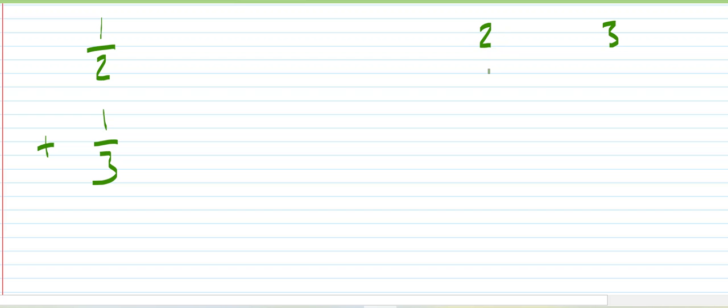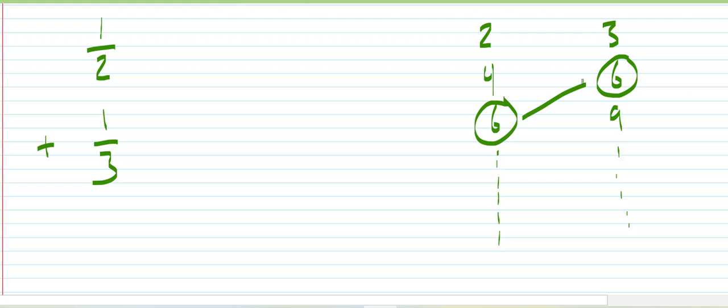So the multiples of 2 would be 2, and then 4, 6. Multiples of 3 are 3, 6, 9, and they keep going and going. But I'm stopping at 6 because 6 is a common multiple to both of these. It is what is called the least common multiple, or the smallest common multiple, the LCM. Well, that least common multiple is going to be our new denominator.